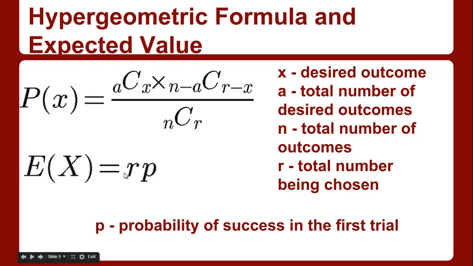If we multiply the total number being chosen by the probability of success in the first trial, we actually get the expected value. Very similar to the binomial. It's not 19 times the probability, and the probability is not as clear, but that's why we say the probability of success in the first trial. These formulas you'll be given, but I think it's more helpful to understand the combination.